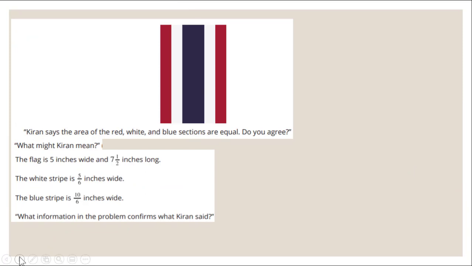Okay, so let's look at this one. Kyron says the area of the red, white, and blue sections are equal. Do you agree? What might Kyron mean?